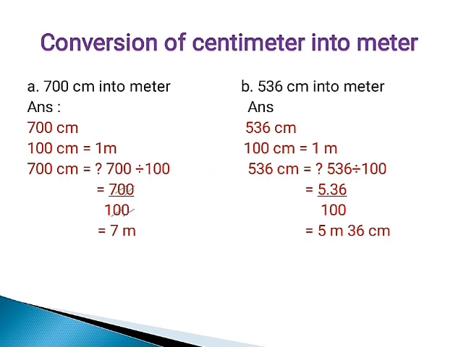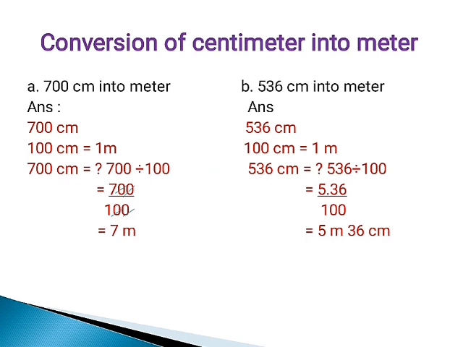So, here we have to do the division. So, 700 by 100. So, 0, 0, 0, 0. So, balance remaining 7. That is what I wrote. 7 meter. Now, look at the B sum.